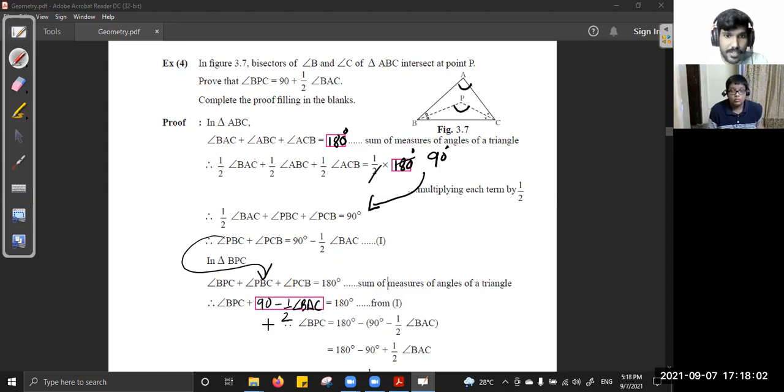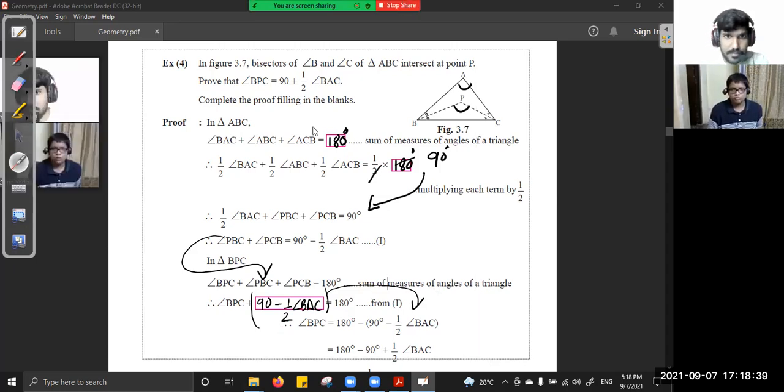Now, in the next step, this entire bracket is taken to the other side. BPC as it is, equals 180 degrees minus the whole bracket, which is taken to the other side, and then they've put it into a bracket. That's why they have not changed the sign. Okay. So in the next step, the sign is changed. So plus 90 became minus 90, and minus half of BAC became plus half of BAC. Got it? Can you write up to here in your notebook?